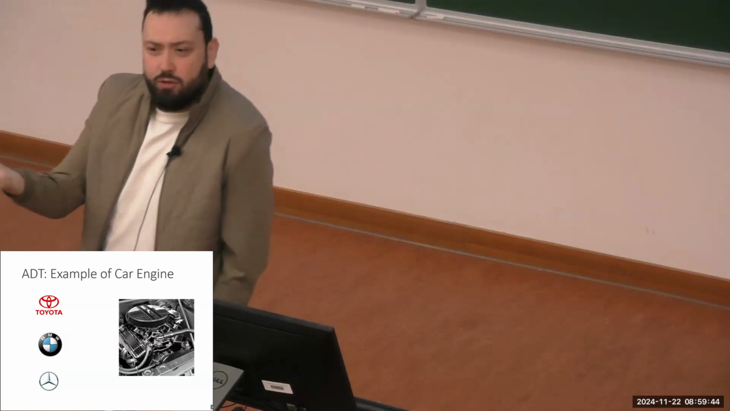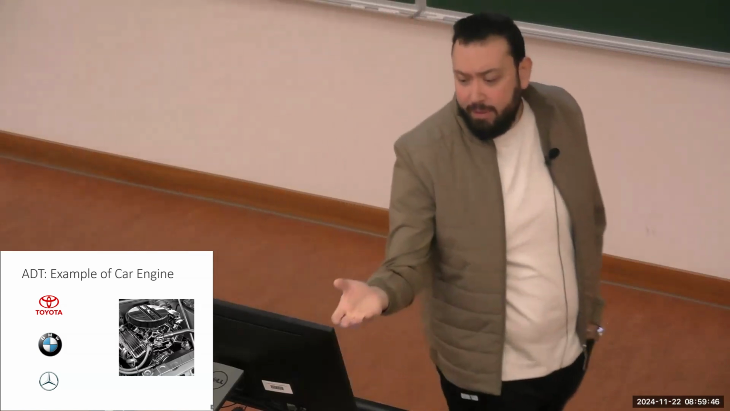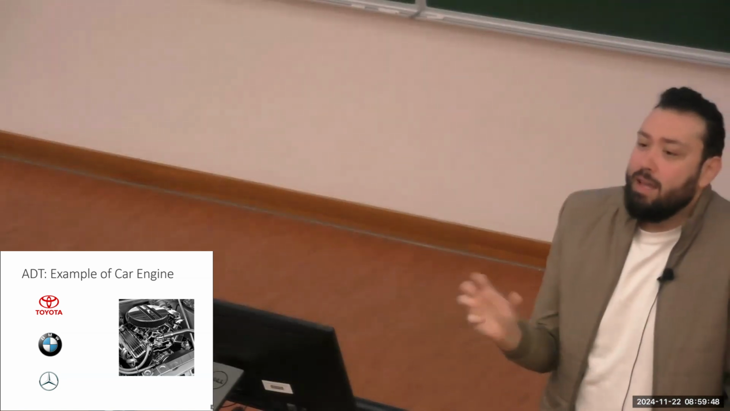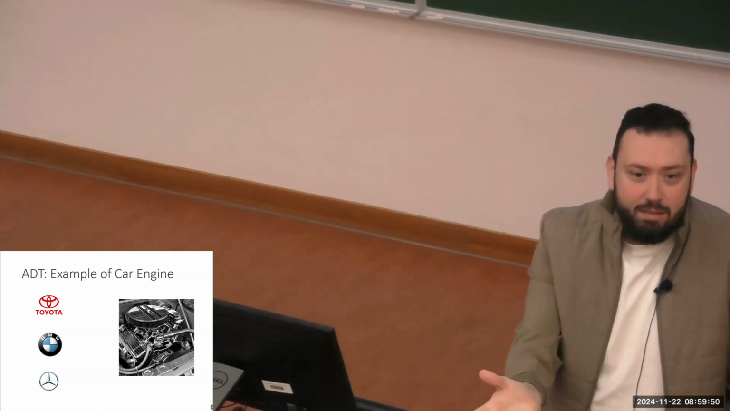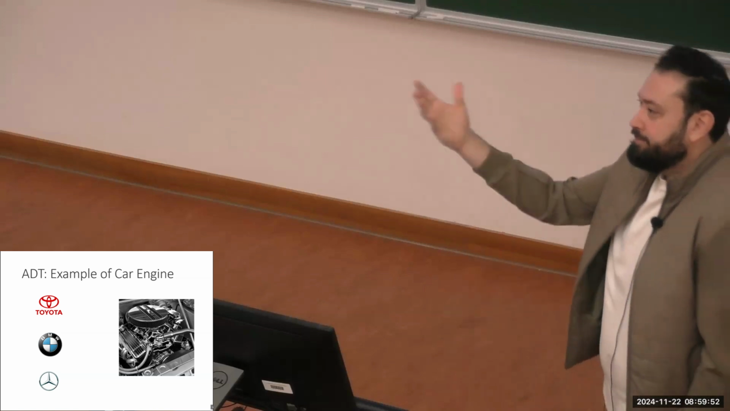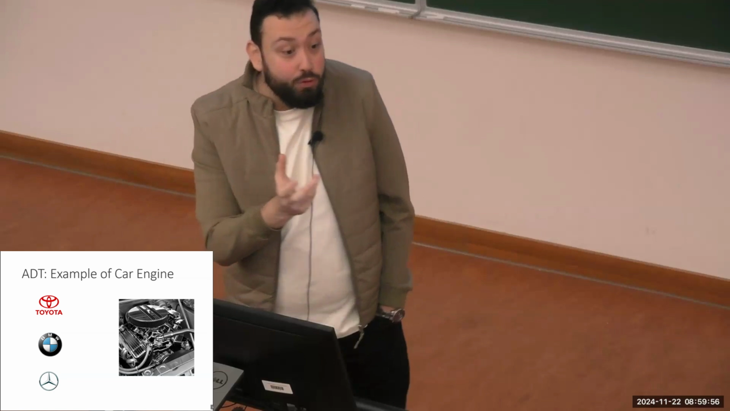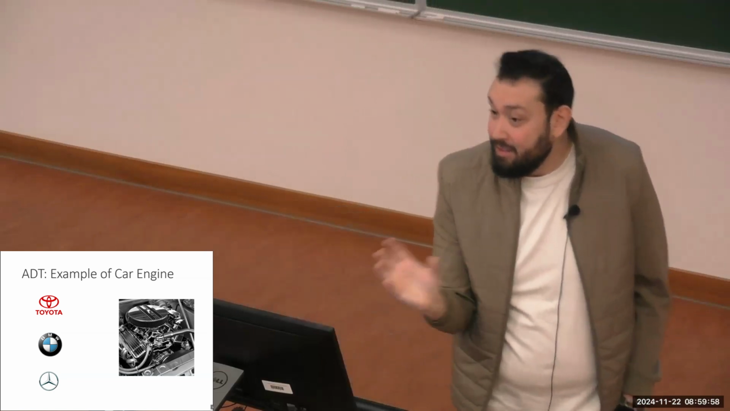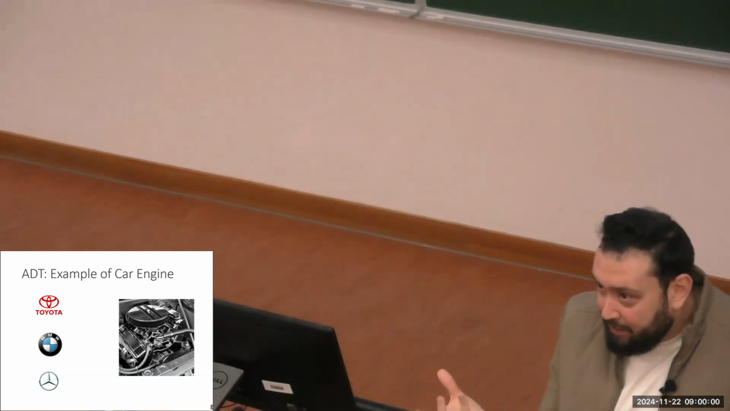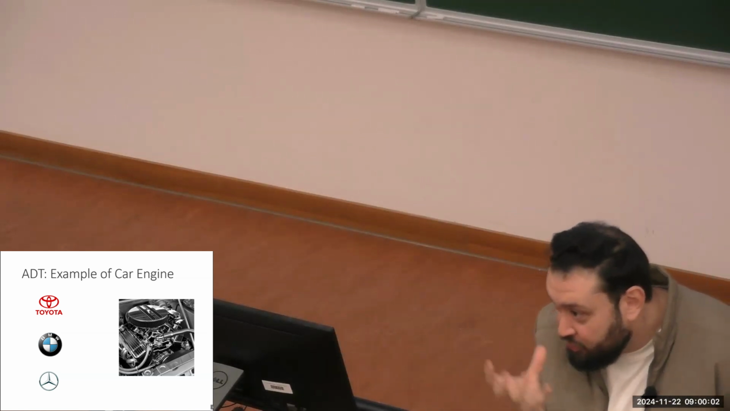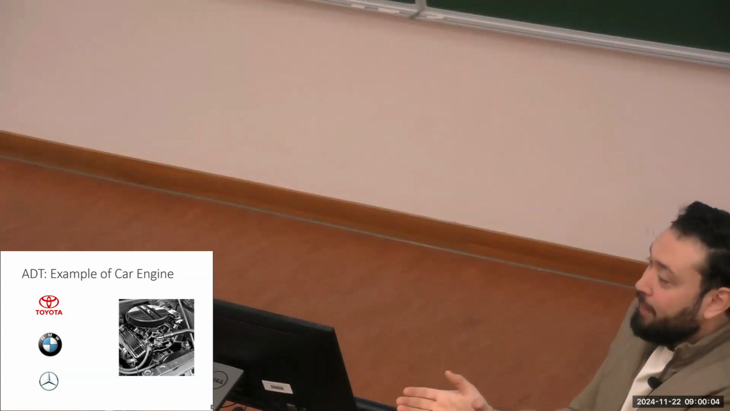And what is the main difference usually? For example, in a Beamer, what will happen? The engine will be more focused, let's say, on speed. And the other manufacturer, I don't know, Toyota or something, it will be more on gas efficiency. So there are some differences, right? Or lots of differences between the car engine, which is the main part of the car.